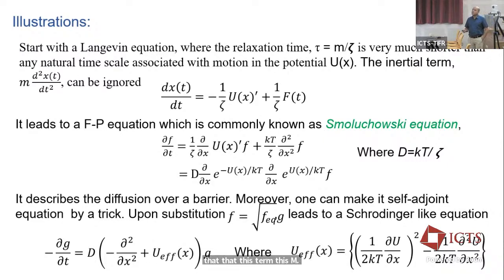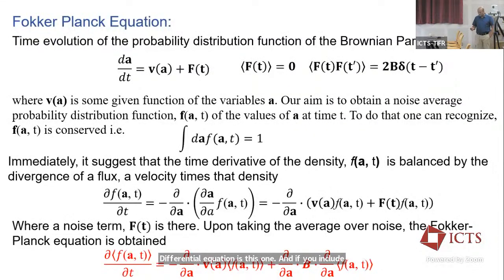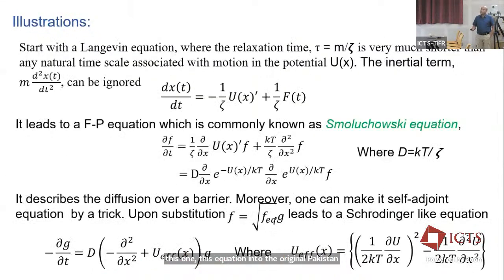So this is your stochastic differential equation, and if you include this equation into the original Fokker-Planck equation, you can recognize that the Fokker-Planck equation for this case takes this kind of form, and it is known as the Smoluchowski's equation. Here the diffusion coefficient is related by kT by zeta. In compact form you can write it this way, and ultimately this is your Smoluchowski equation.